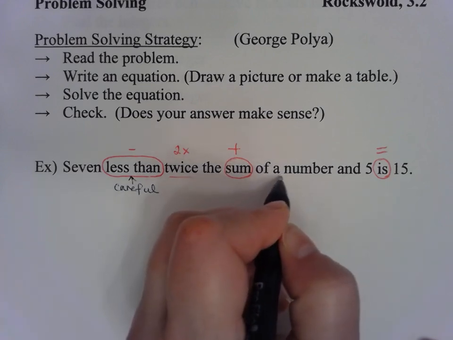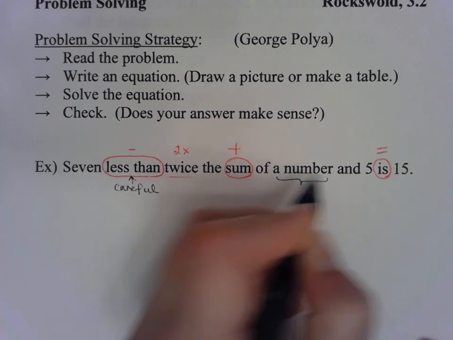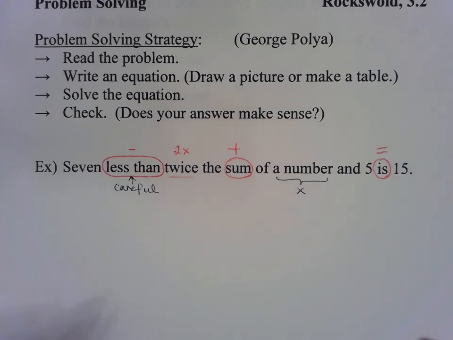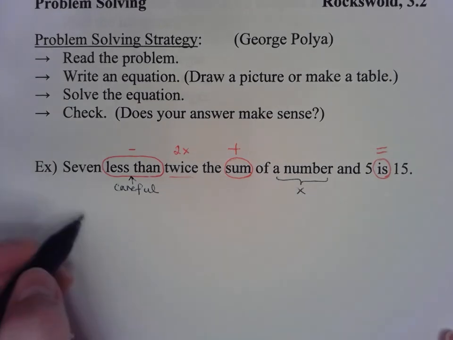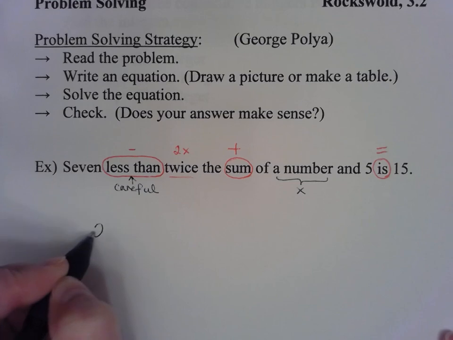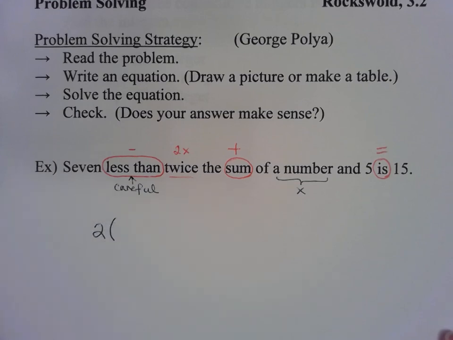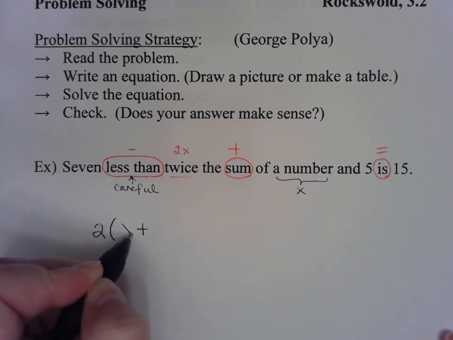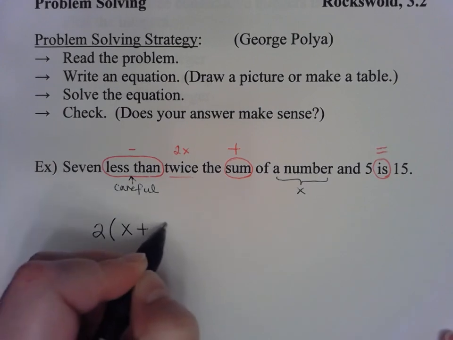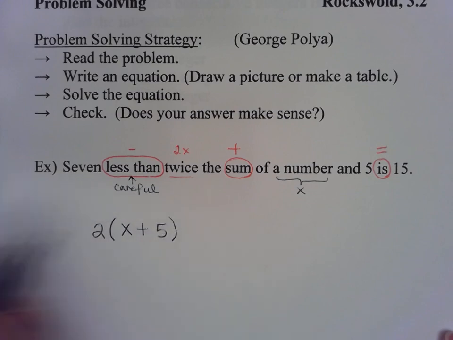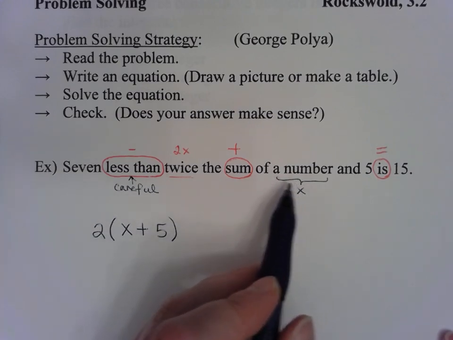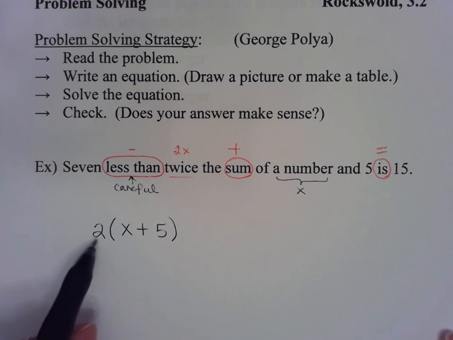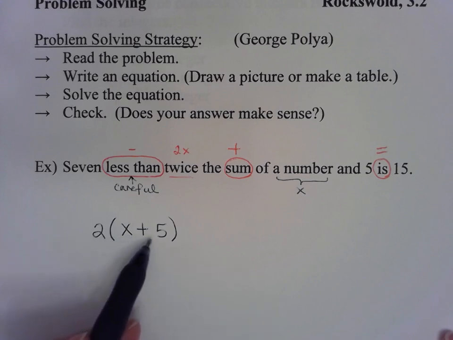So let's pick a variable. I'm going to be boring and choose x. If it's twice, that means 2 times. So I'm going to put it in parentheses. The sum, which means I'm going to add a number, which I'm using x to represent, and 5. So this would be the translation of this little piece: twice the sum of a number and 5.